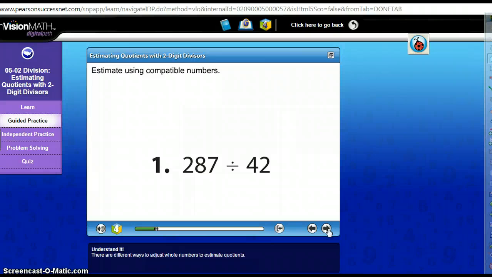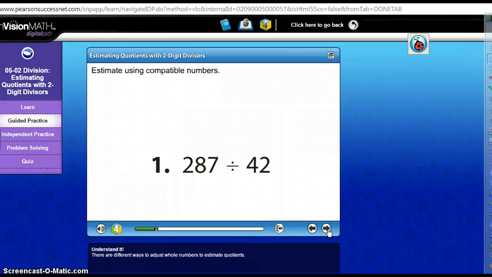Okay, notebooks out. Let's work a few examples. 287 divided by 42. We estimate. Well, we're going to use compatible numbers.